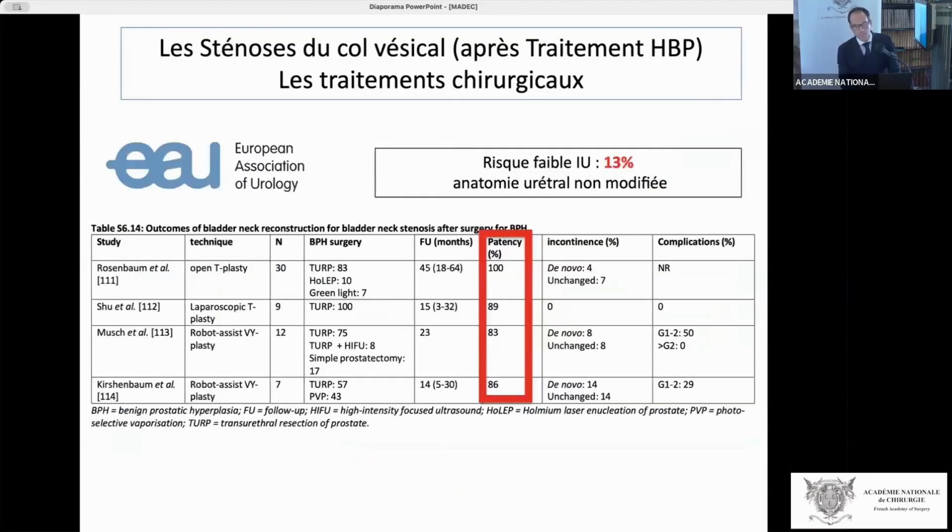This technique works well. And as I said, we only touch the neck, not the membranous urethra. So we have a high success rate and a low risk of urinary incontinence, which is around 13%. So this is a fairly popular technique of moderate technicality, let's say, for experienced robotic surgeons.